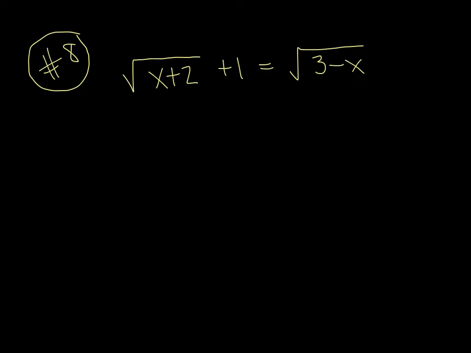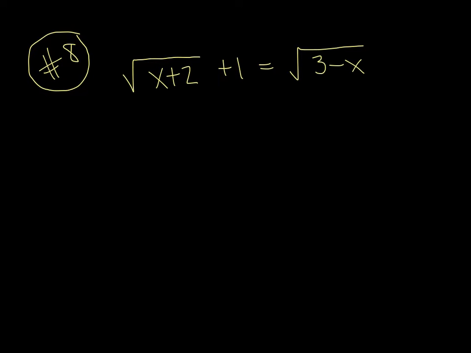Alright, so let's take a look at number 8 on the back page. It says the square root of x plus 2, in that radical, plus 1 equals the square root of 3 minus x. Because you have a radical on both sides, you have to try and eliminate this to just one radical on one side so that you can undo it. But the first step in doing this is going to be to square both sides.